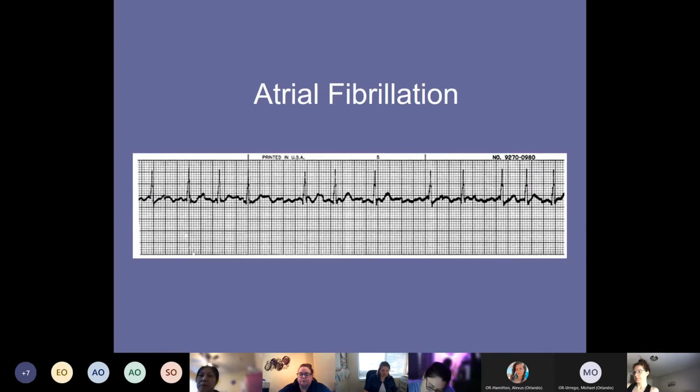Atrial fibrillation is when there is one cell in the atria that is irritated. And it's upset because it doesn't have oxygen or there's an electrolyte imbalance. And it's just firing away, okay?